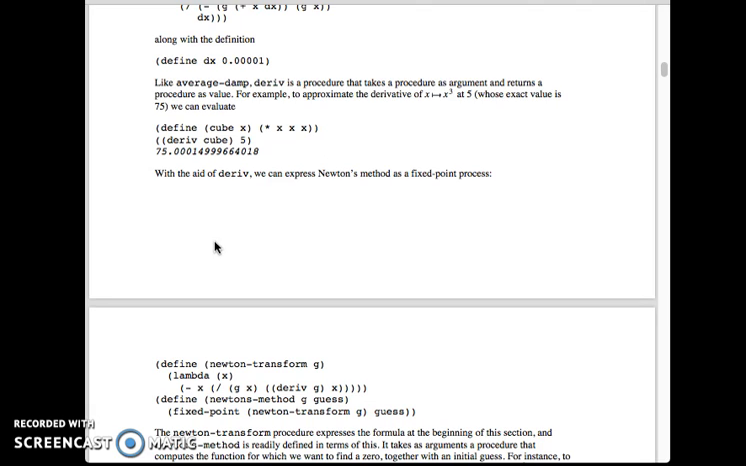For example, to approximate the derivative of x maps to x cubed at 5, whose exact value is 75, we can define cube of x to be x times x times x. Take the derivative of the cube at 5.